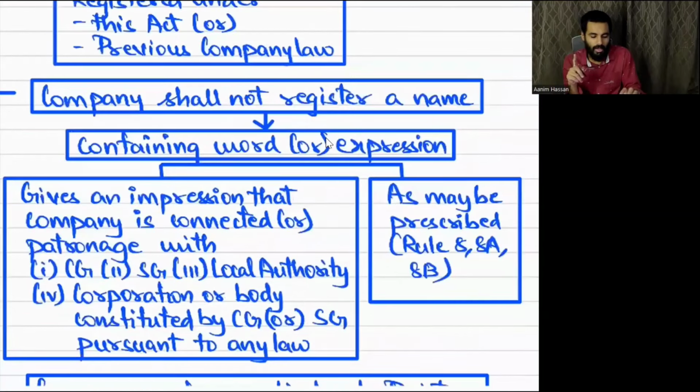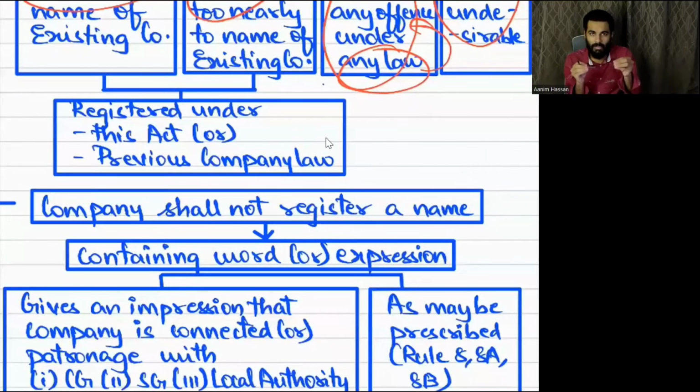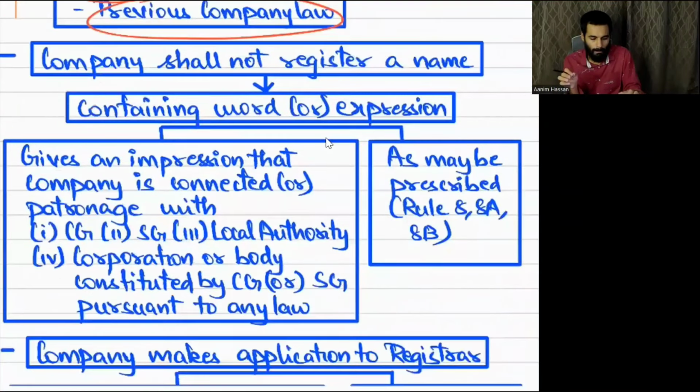It should not be undesirable. Whether I'm keeping the name of a company, I should not have the same name, or a name should not resemble another company's. Whether you registered under the Companies Act 2013 or the previous company law, the Companies Act 1956, you have to comply with this. You cannot keep another company's name as your company's name.